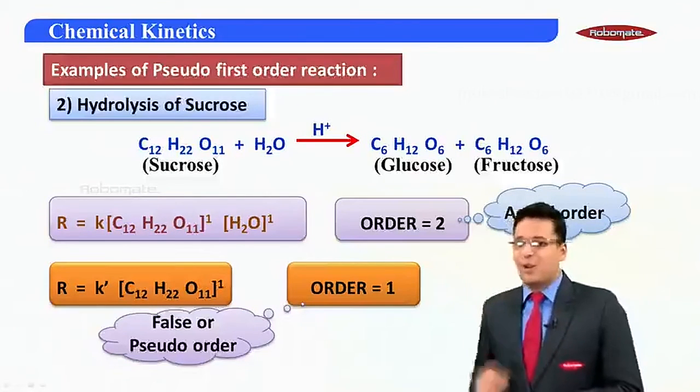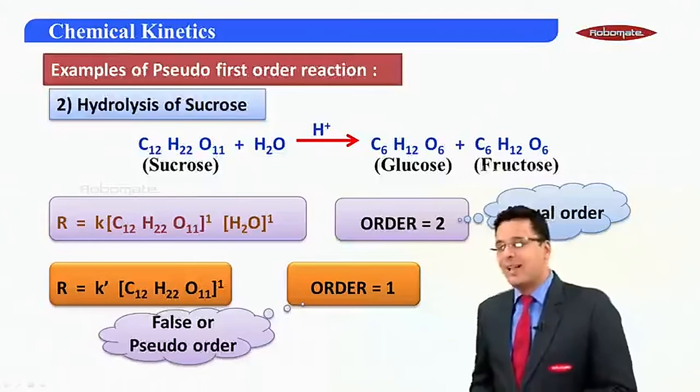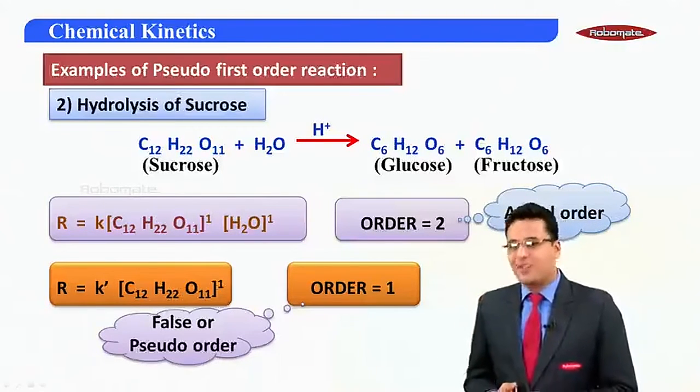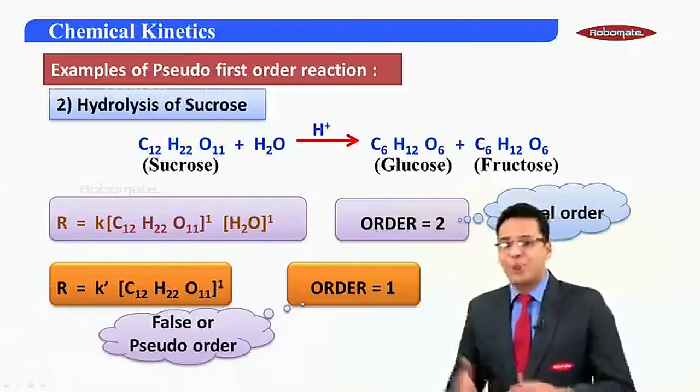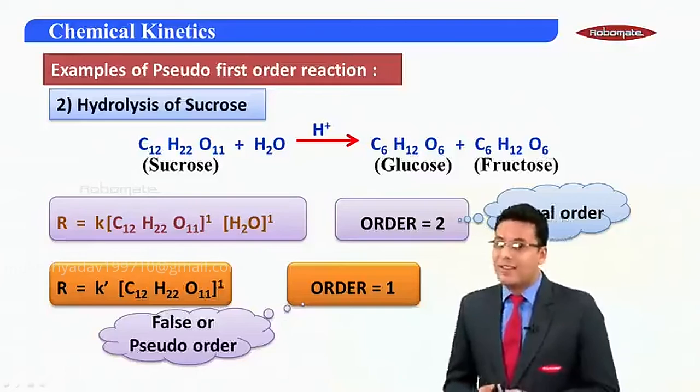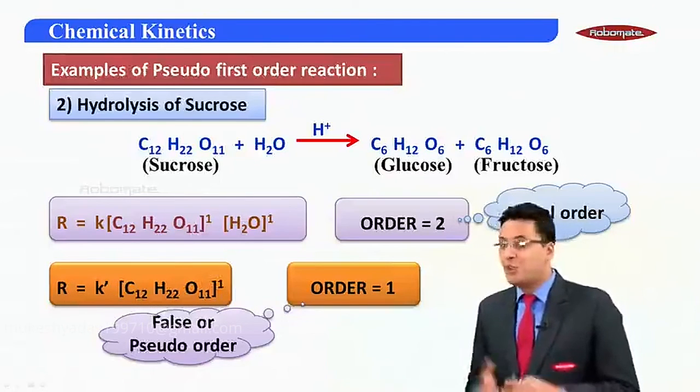So even though the actual order of the reaction is 2, it appears as though the order is 1 because we have taken one reactant much more in excess. So I hope this helped you understand the concept of pseudo first order reactions.